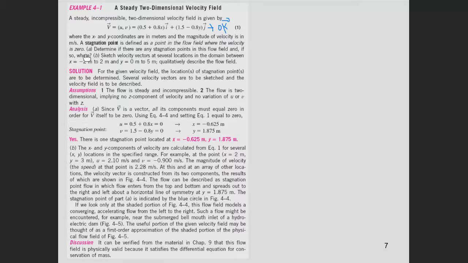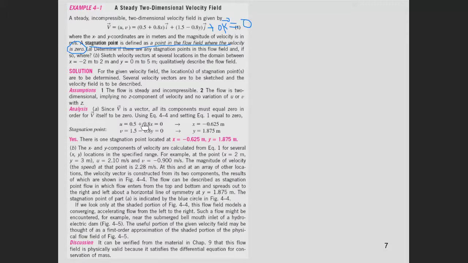He's asking you about this velocity field. Is there any stagnation point? If there is a stagnation point, where is it? B, sketch the velocity vectors at several locations in the domain. So basically, gentlemen, if there is a stagnation point, we can simply say the velocity is equal to zero, because this is the definition of a stagnation point. We have to equate this velocity vector to zero. We have to equate u to zero and v to zero.